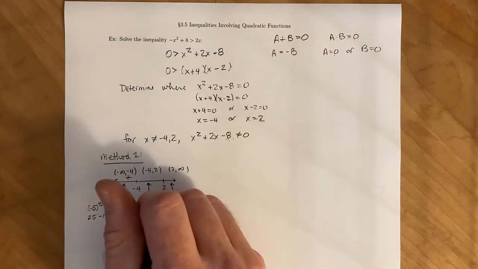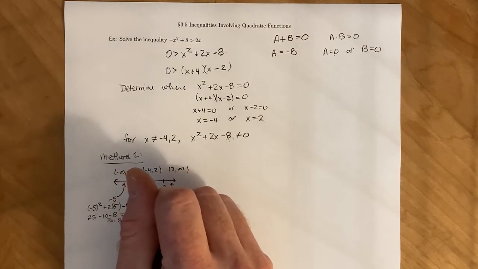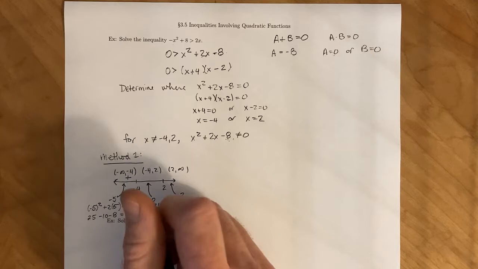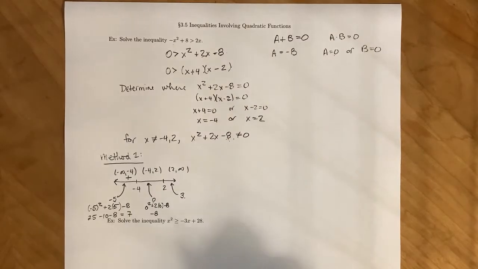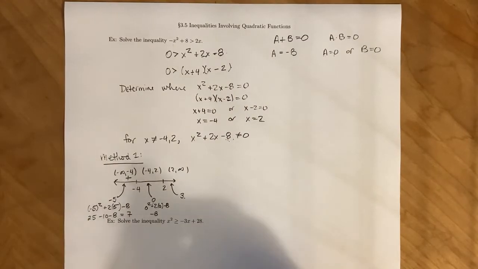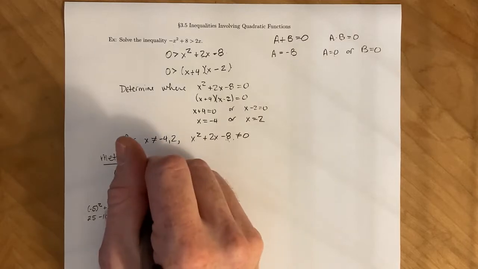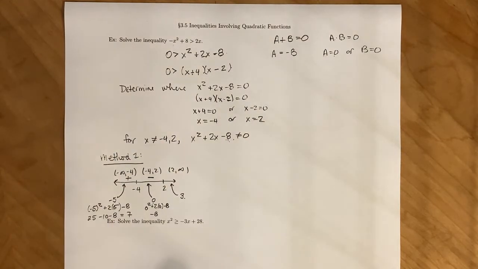When you plug in 0, you get 0 squared plus 2 times 0 minus 8. Really quick calculation, you get -8. The 8 doesn't matter, the negative does. So we get a negative here.